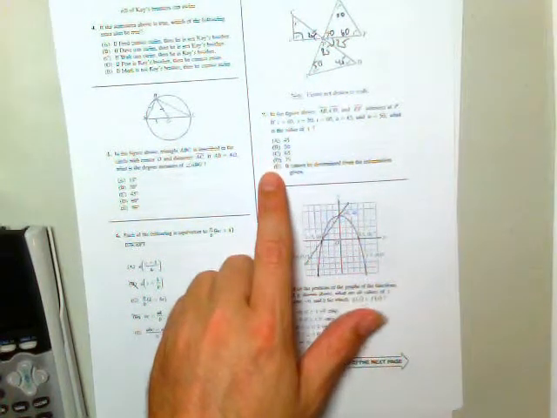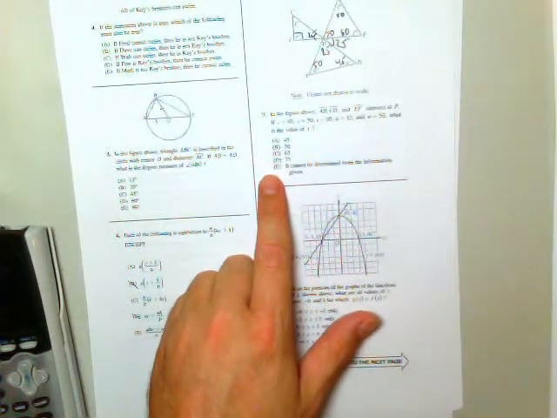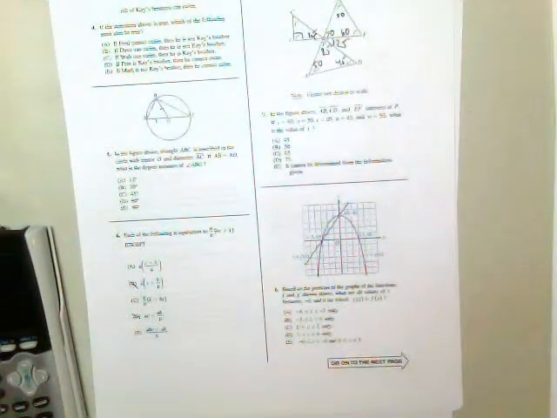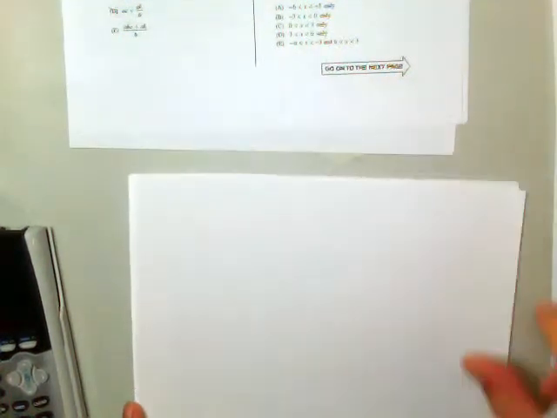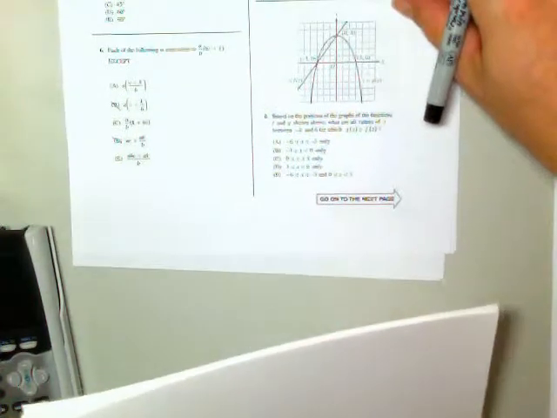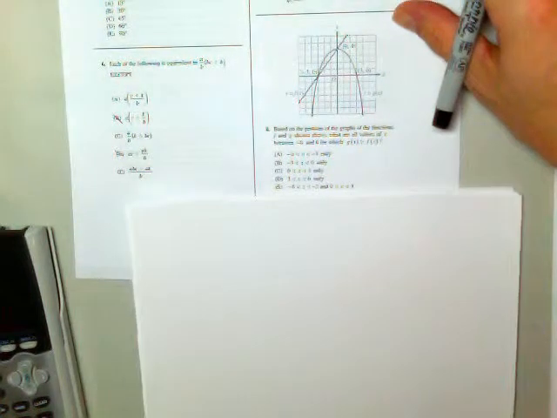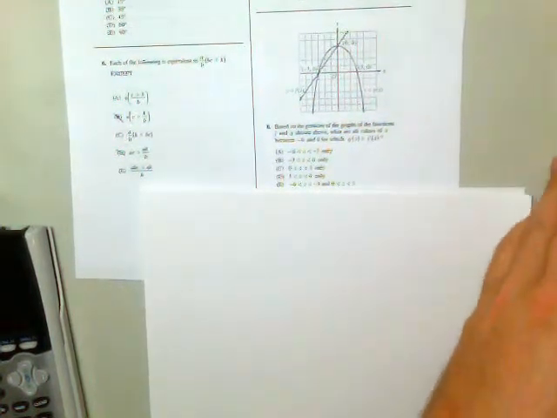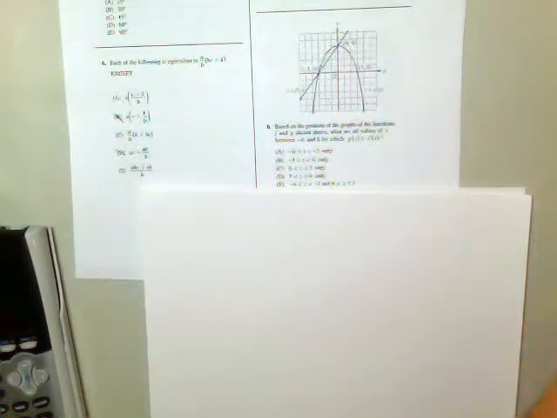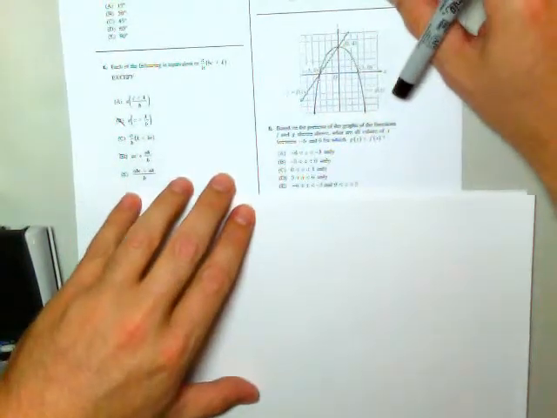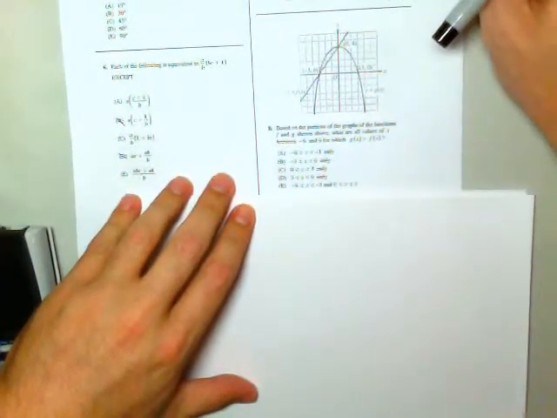And most of the times when they give "cannot be determined from the information given" on a math part, that's not usually the right choice. I have not yet seen it be the right choice. It's different from other parts, but when you see that in the math section, it's not usually the right answer.